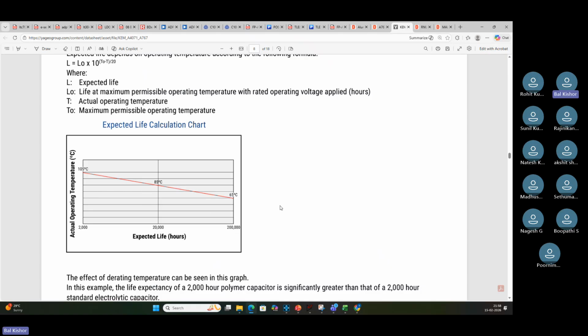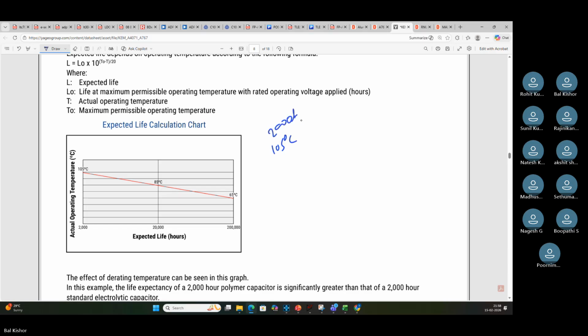So now you see here how the timing changes. They are saying that at 105 degrees centigrade it will run 2000 hours. Okay, you see 2000 hours is here. Now when the temperature is reduced to 85 degrees centigrade it becomes 20,000 hours. And if your temperature is just 65 degrees centigrade, it becomes 2 lakh hours, 200,000 hours. So you just see how many years it will come.